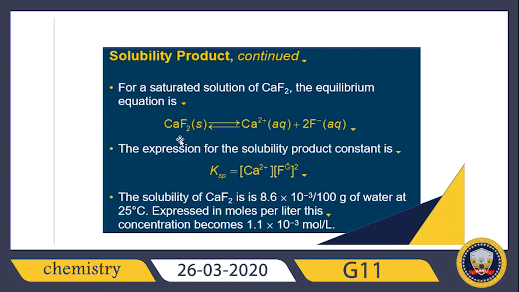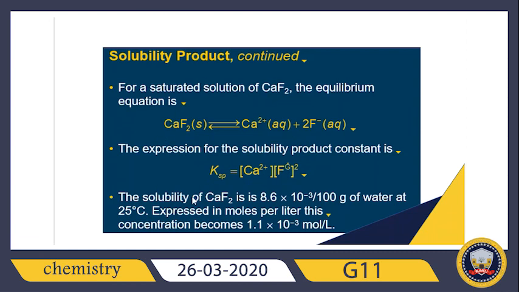Okay, so now the expression of the solubility product, or KSP, is equal to what? As we said, the concentration of the products raised to the power equal to their coefficients. So here we have 1 mole of calcium, so you will raise the concentration of calcium to 1. And for fluorine, we have 2 moles of fluorine, so you will raise the concentration of fluorine to a value equal to 2.